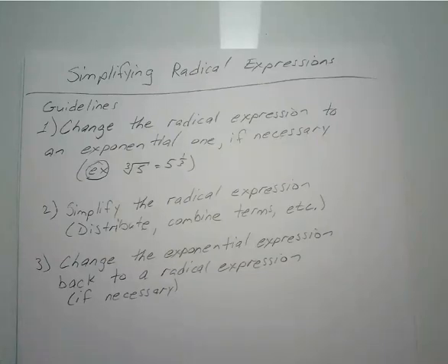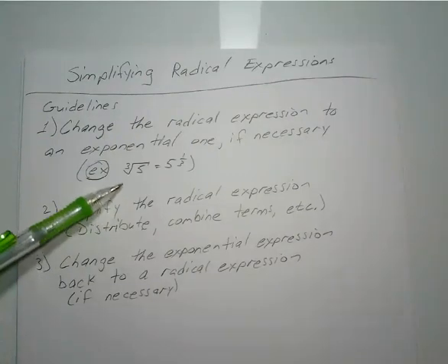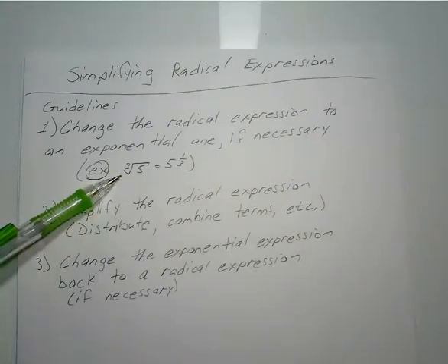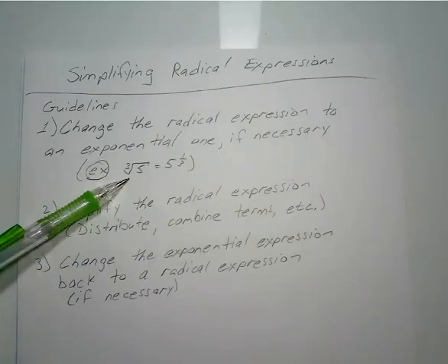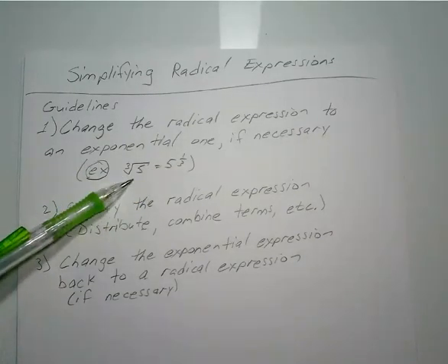So your first step would be to change the radical expression to an exponential, but only if it's necessary. A lot of times it won't be necessary, depending on how the problem is presented to you. For example, the cube root of 5, you would change to 5 to the 1/3 power. So you have an exponential expression instead of a radical one.